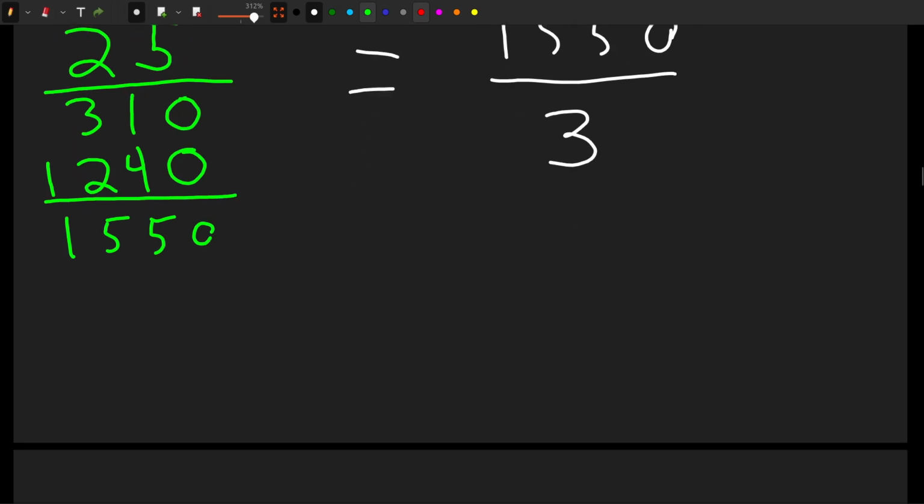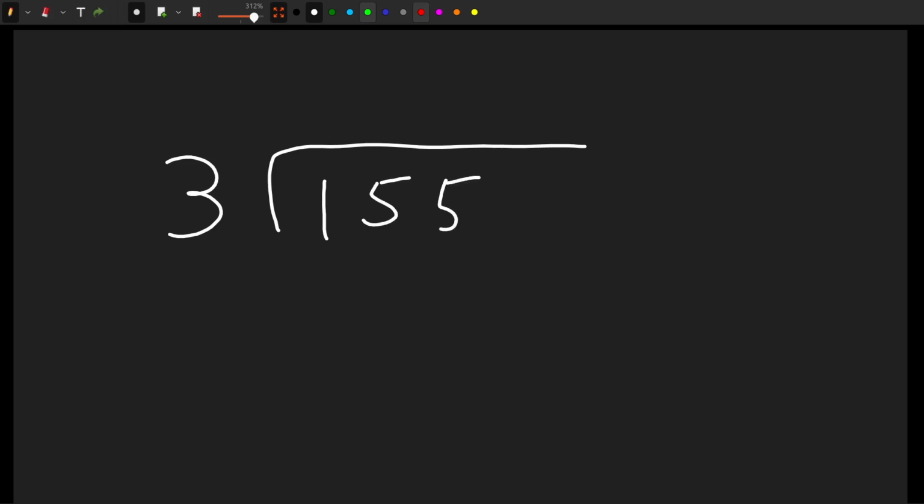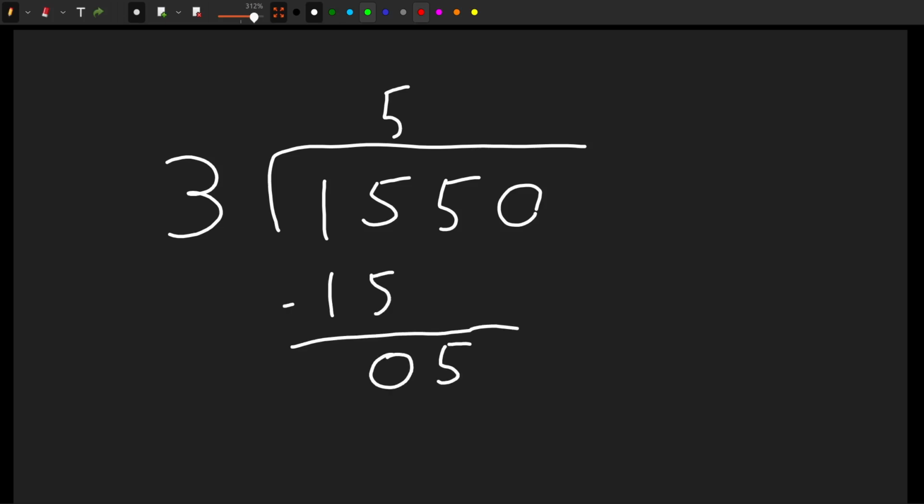So I'm going to move down to a new sheet. 3 is going to go on the outside. 1550 is going to go on the inside. 3 goes into 1. Can't do that. 3 goes into 15 5 times. 3 times 5 is 15. We're going to subtract that out. We get 0. Bring down the 5. 3 goes into 5 once. And so 3 times 1 is 3. 5 minus 3 is 2.